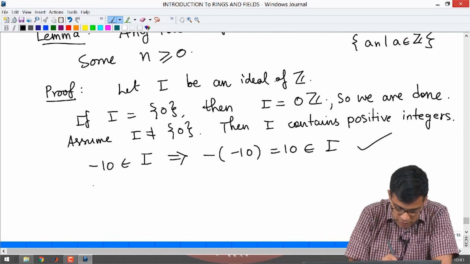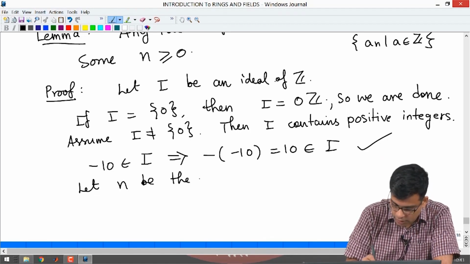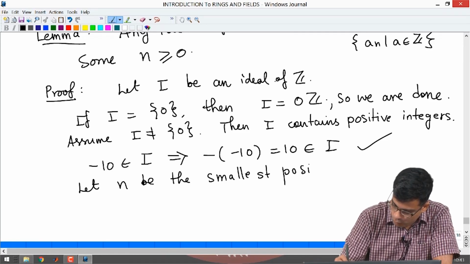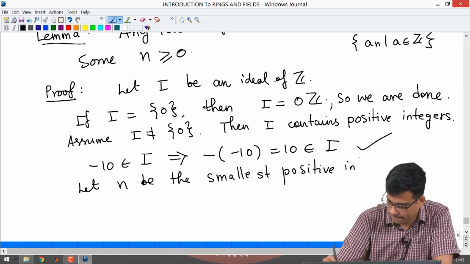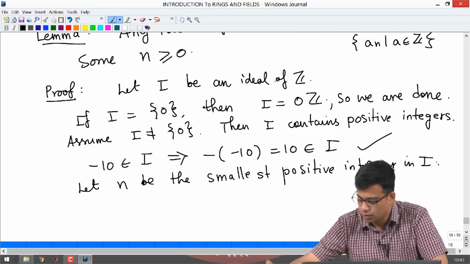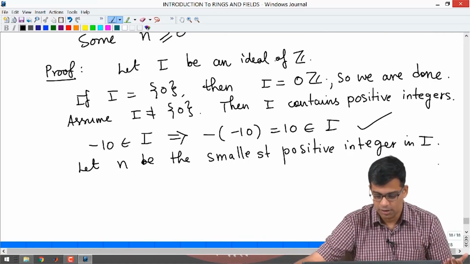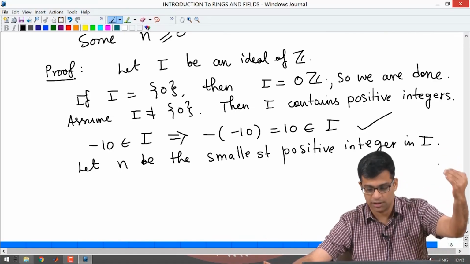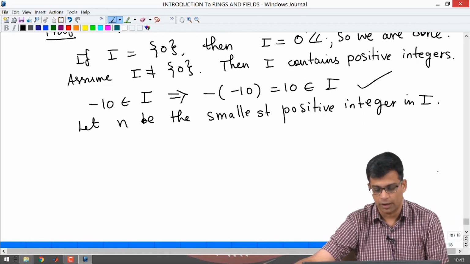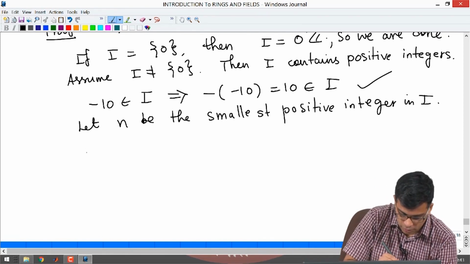Now, what I will do is let n be the smallest positive integer in I. I can always choose that, right, since I have some positive integers. I cannot pick maybe the largest one, but I can always pick the smallest one. So, let n be the smallest positive integer in I. Now, and then choose.